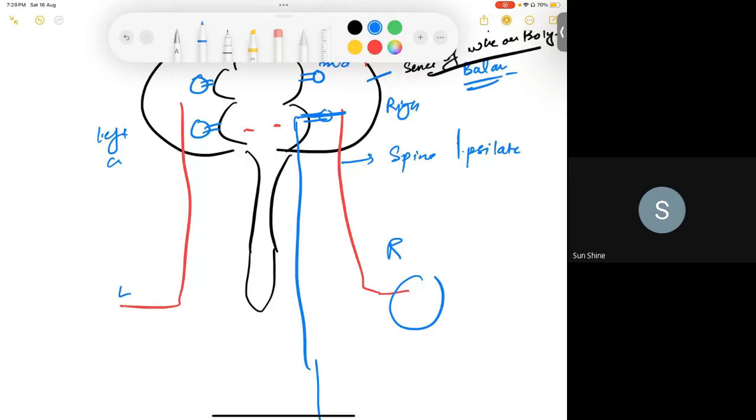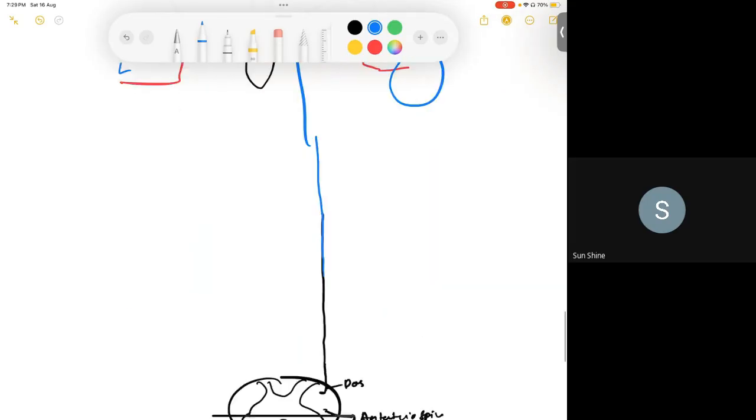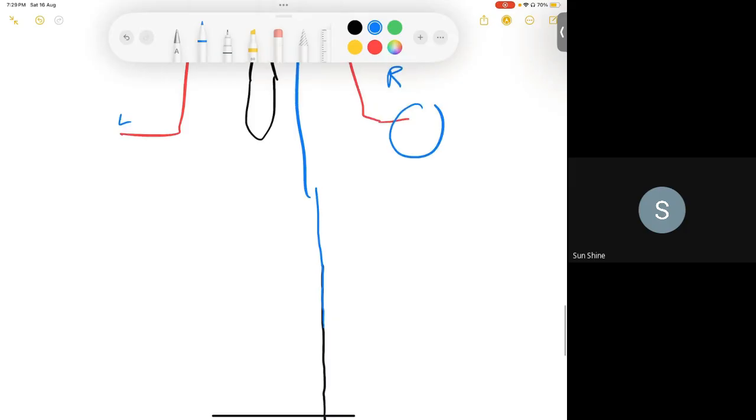Is it clear? What about the anterior pathway? It's ipsilateral, right? It's an ipsilateral communication of your spinal cord with your cerebellum. The right side is going to enter into the right cerebellar hemisphere, and the left side is going to enter into the left cerebellar hemisphere. Is it clear?